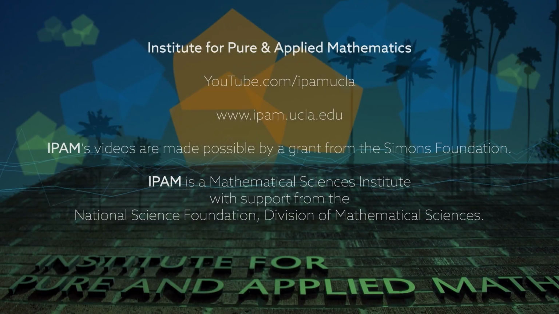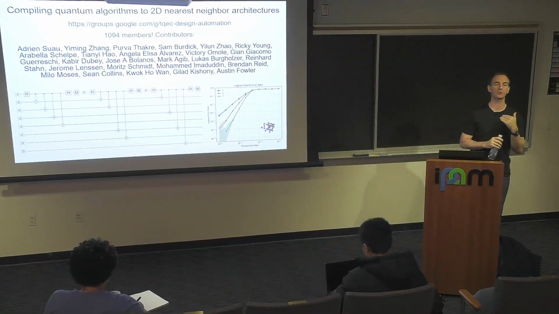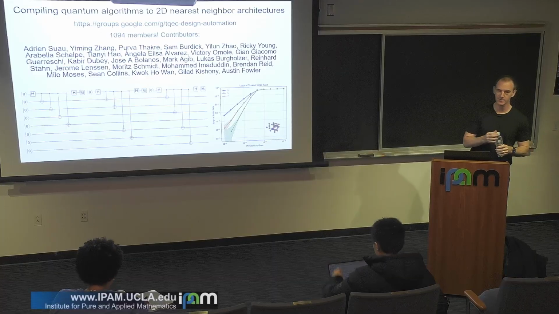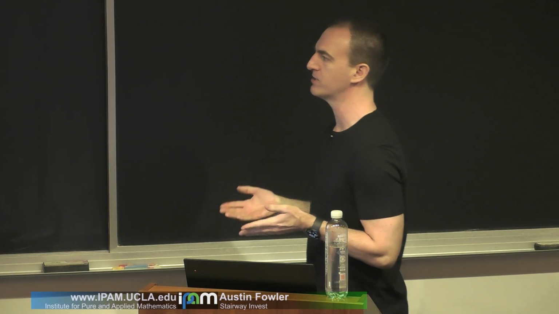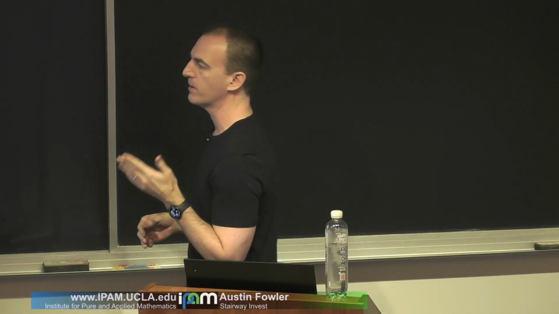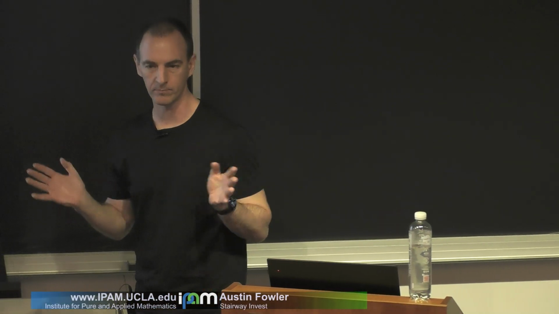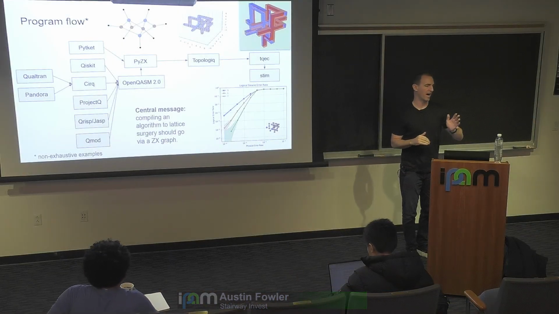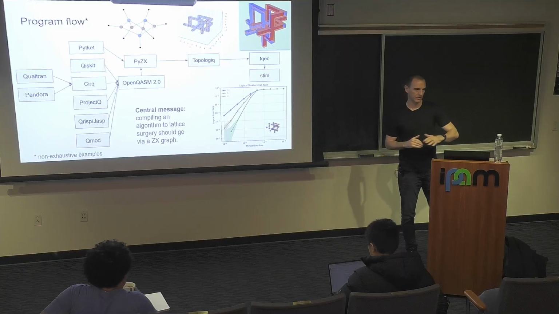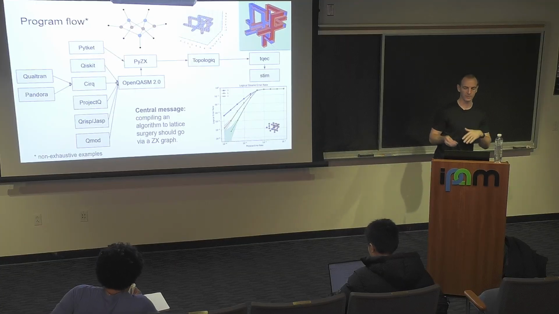So the goal is to compile to a 2D nearest neighbor architecture as well as possible. It's not the biggest algorithms, but the best compilation. So how do we imagine doing this? The goal is to allow people to specify their algorithm in whatever tool they like, and then find clear common pathways down to the physical level, and then run hardware or a simulator.